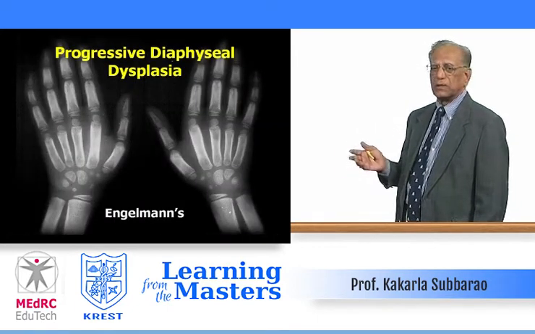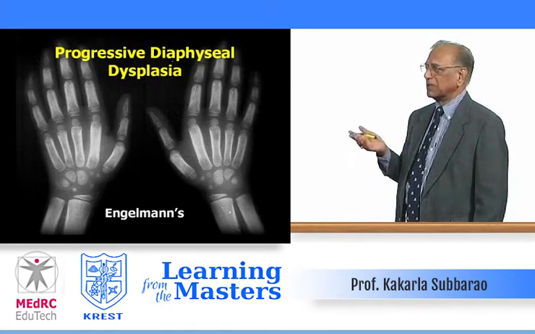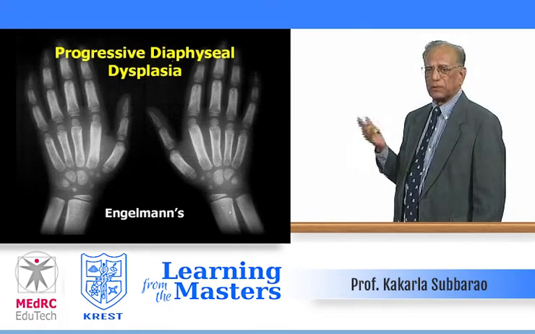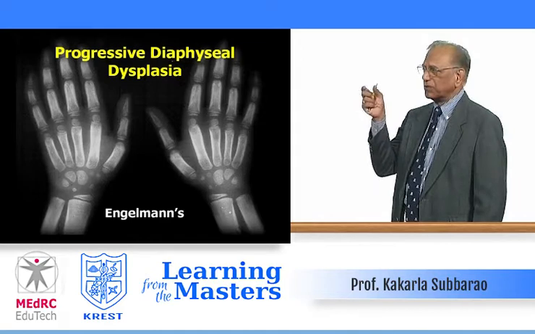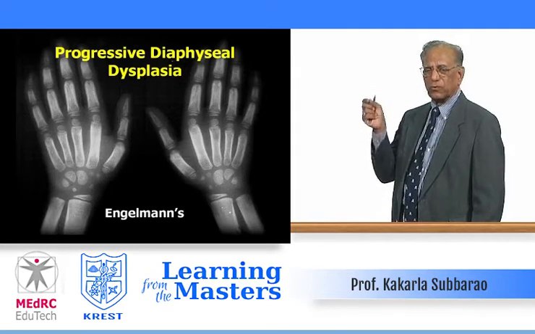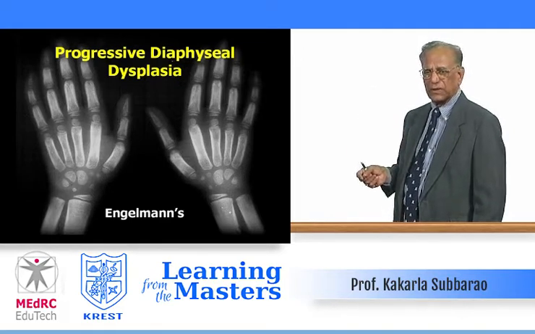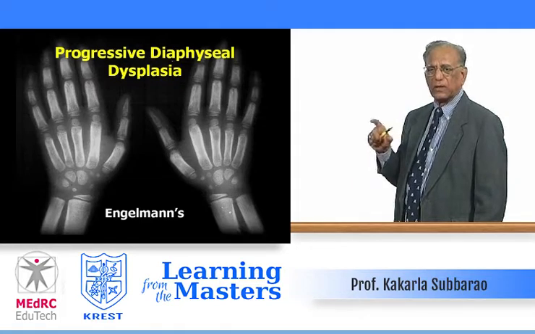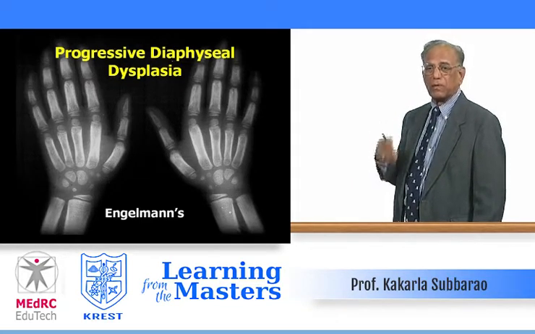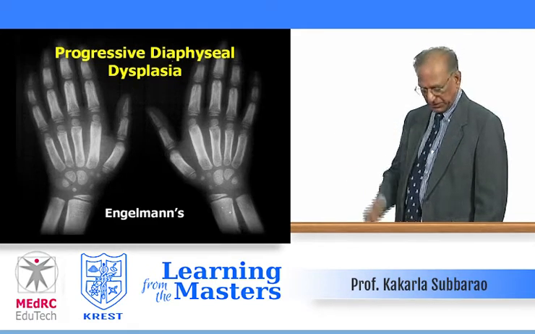Then we come to the entity called Engelmann's disease or progressive diaphyseal dysplasia. This is restricted only to the diaphysis: diffuse widening, hyperostosis, and sclerosis only at the diaphysis. Sometimes the base of the skull also may be involved, at which time we'll call them craniodiaphyseal dysplasia.